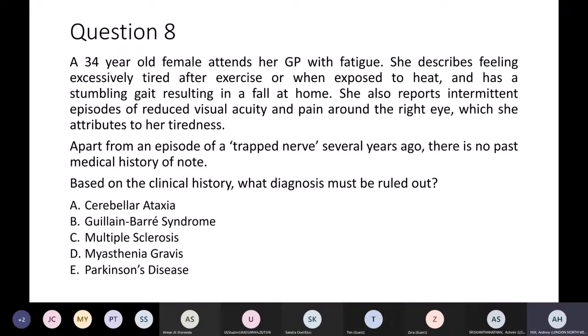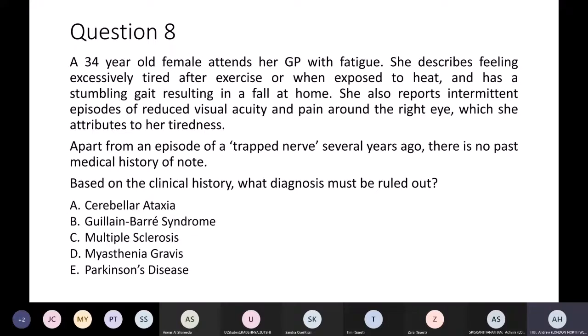So a 34-year-old female attends her GP with fatigue. She describes feeling excessively tired after exercise or when exposed to the summer heat, and has a stumbling gait resulting in a fall at home. She also reports intermittent episodes of reduced visual acuity and pain around the right eye, which she attributes to her tiredness. Apart from an episode of a trapped nerve several years ago, there is no past medical history of note. Based on the clinical history, what diagnosis must be ruled out?